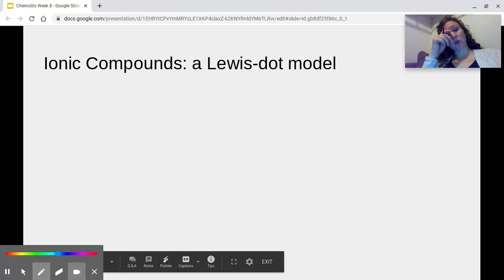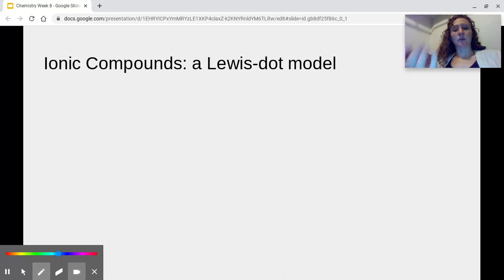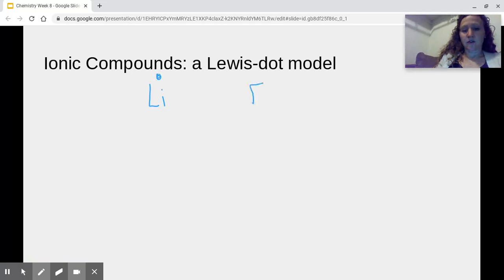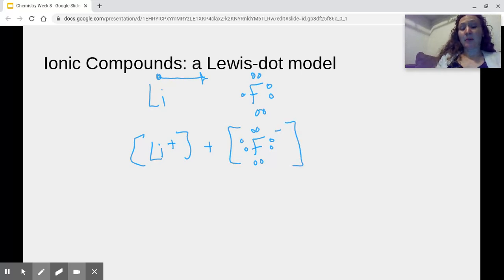I want to show you on a molecular level what this looks like. If we go back to something we just did, we can draw the Lewis dot structures for these atoms we just talked about, right? Lithium's going to give up its 1 electron, so we're going to have a lithium plus added to a fluorine minus, and that's what our compound is made out of.